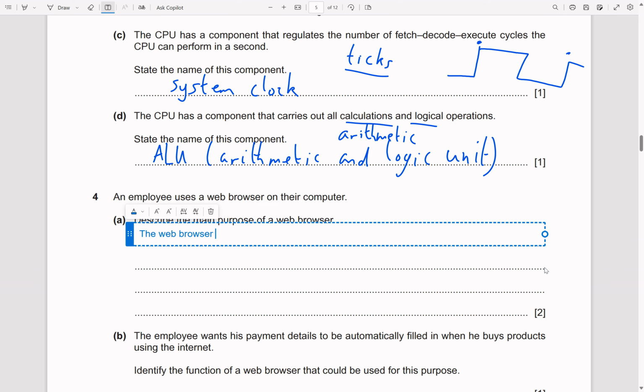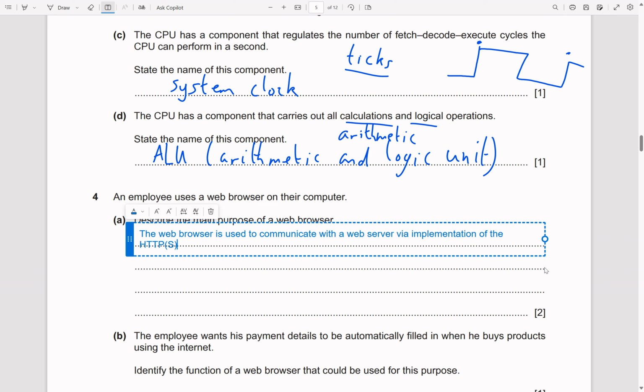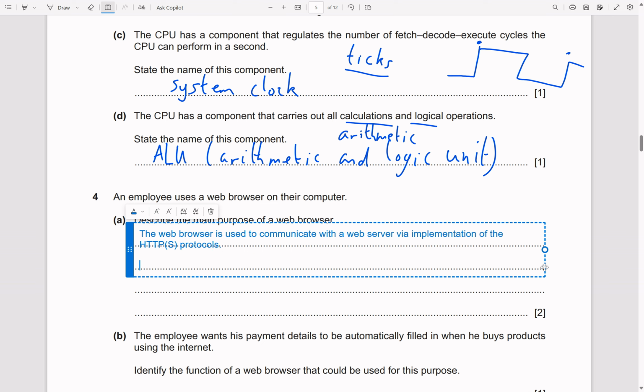So let's say the web browser is used to communicate with a web server, via an implementation of the HTTP and HTTPS protocols. Okay, I think that's fine. Then we can probably say the browser will send a request, the server will respond. Or let's say when the browser sends a request, it will wait for a response from the web server.